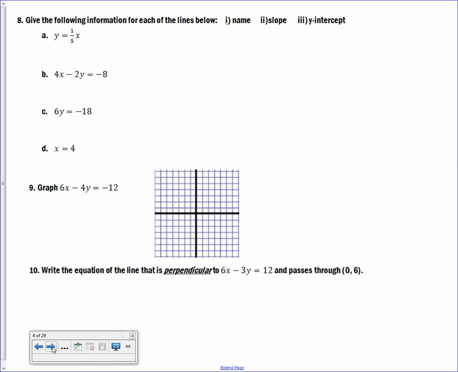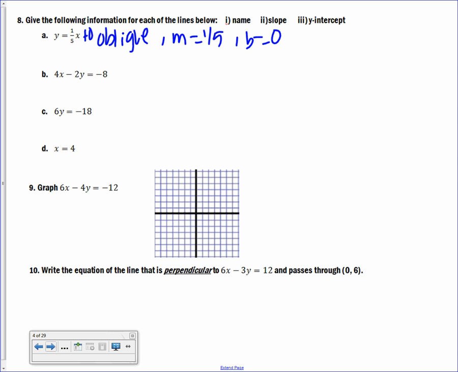Number 8, following information, the name, the slope, and the intercept. So part A is a y and an x, so that is an oblique line. Okay, that means diagonal. The slope would be 1/5. And my y-intercept, because it's kind of like a +0, would be 0.